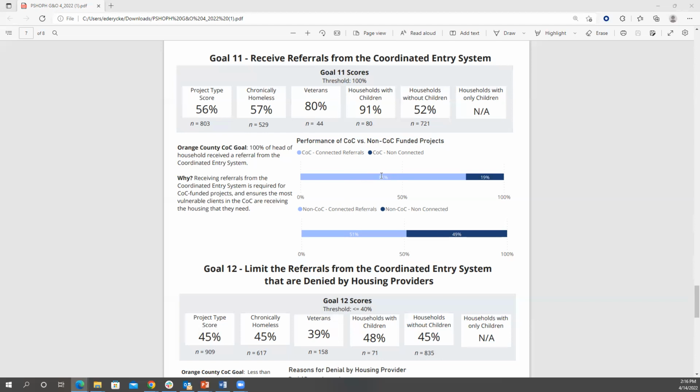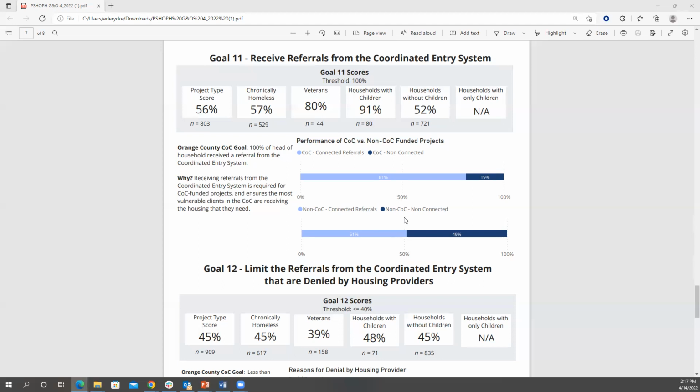So in our chart here, you can see how our COC funded versus non-COC funded projects are performing. So really for the COC funded projects, this bar should be 100% connected referrals, meaning the referral came from coordinated entry. And we're close, but there's probably some data cleanup that needs to go on with some of the projects to increase this percentage.